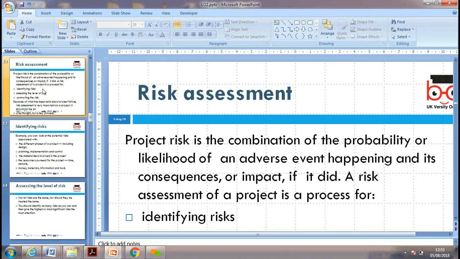Then the next area we are looking at is risk management. Like last lesson, we discussed risk assessment a little bit. Risk assessment or risk management is the combination of the probability, the likelihood of adverse events happening, and its consequences, the impact if it did. A risk assessment of the project is very, very crucial, either in our project or in our daily life.